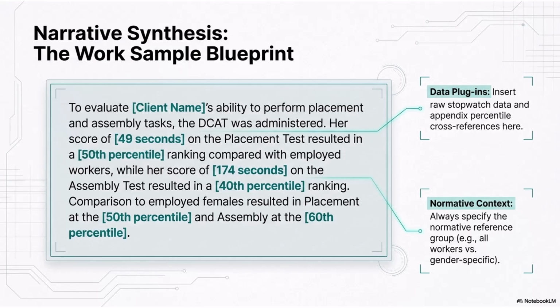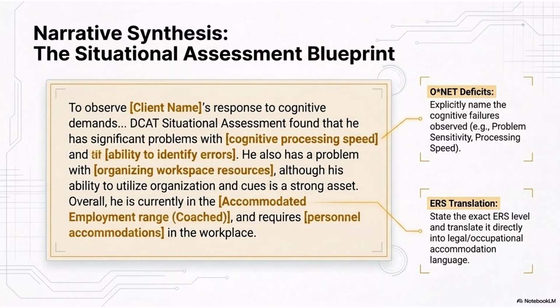For the situational assessment report, the blueprint shifts slightly. First, you must explicitly name the O-net deficits. As you can see in the example, we don't just say the client was confused. We state they have significant problems with cognitive processing speed and the ability to identify errors.